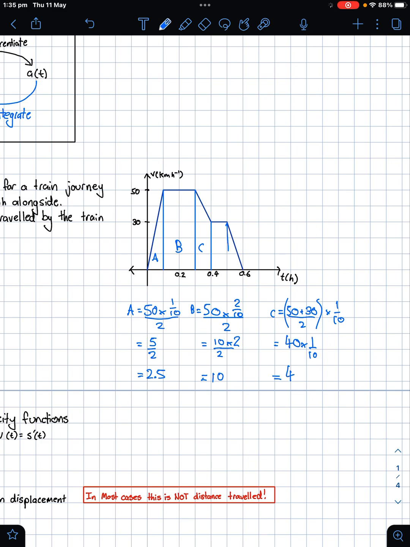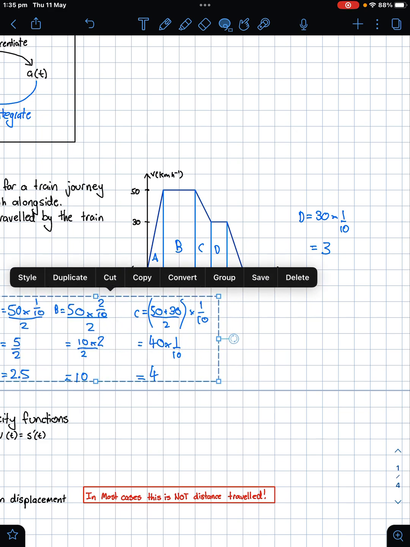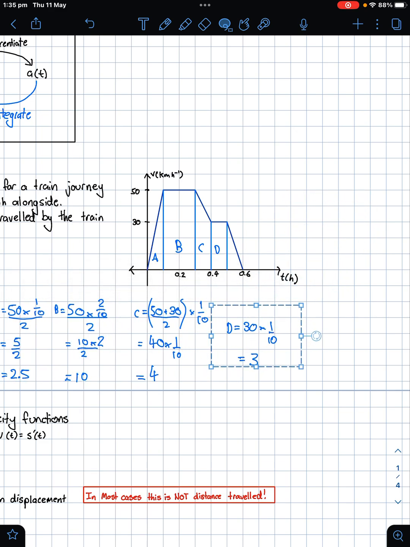The next one here is going to be D. I'm running out of room. D equals 30 times the width, length times width, so it's going to be 3. And then E is our last one. E is this final one here, which has a height of 30 times 1/10 over 2. It's going to equal 3 on 2.